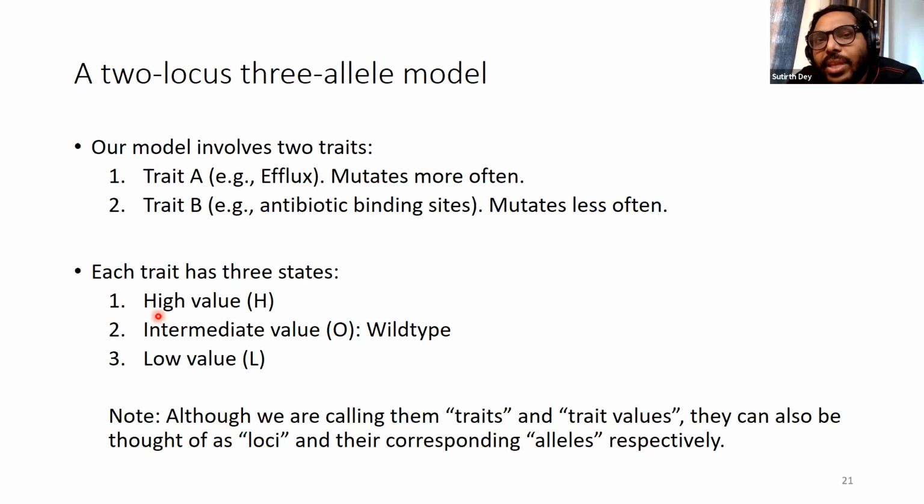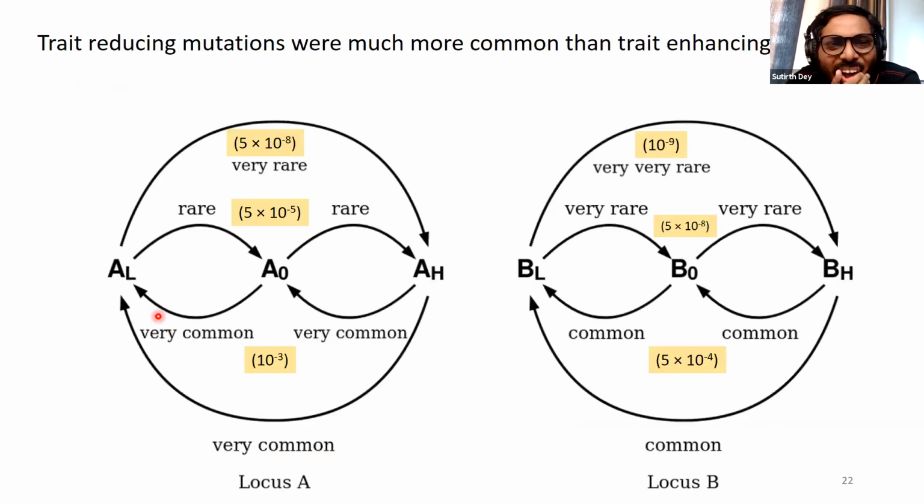And trait B is something that also affects fitness under those conditions, but it has a lower mutation rate compared to trait A. And for each trait, we said let there be three states: an intermediate value, which is O, a high value H and a low value L. Why did we do that? Because that's again reminiscent of our experiments. We had the ancestors, and then some went up, some went down. And note, although here I'm calling them traits and trait values, you can also think of them in terms of loci and alleles. You are going to reach roughly the same conclusions.